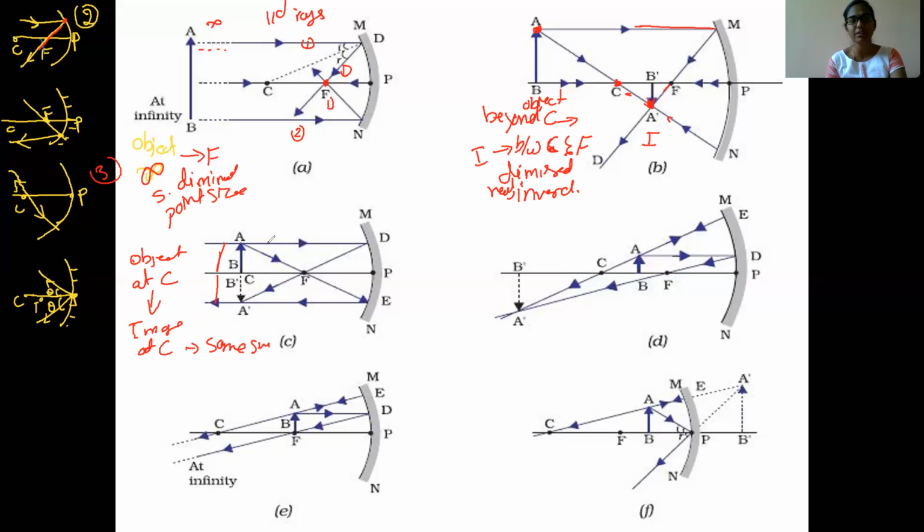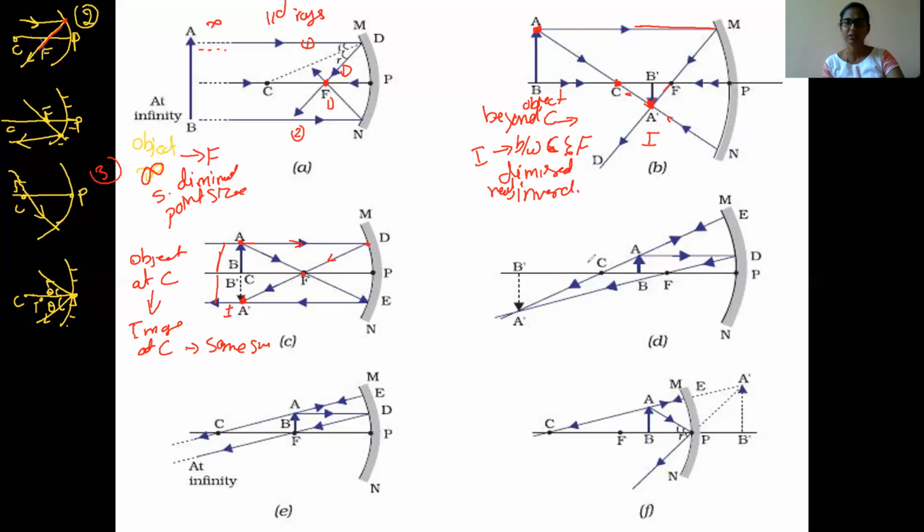And here, which rays are we using? One ray goes from the top end, parallel, and falls on the mirror. Parallel means after reflection it passes through the focus, the first ray. The second ray, which passes through the focus, after reflection will go parallel. So this ray and the second ray meet here. Two rays are meeting, right? So here the image is going to form.